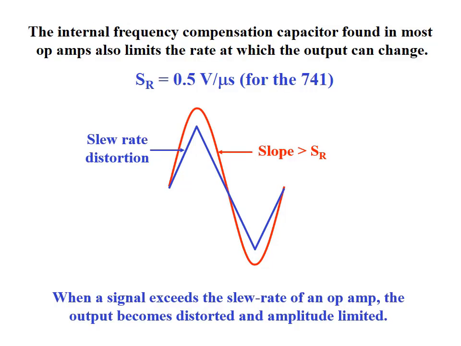There is something worth mentioning in this slide. We call it the slew rate. The compensation capacitor inside the 741 performs a very important function. It prevents oscillation that would interfere with the desired signal, but there is a disadvantage. The internal frequency compensation capacitor found in most op-amps also limits the rate at which the output can change. So the meaning here is that the circuit diagram of the op-amp is complicated. It has a dozen transistors and resistors, and we also have a capacitor.